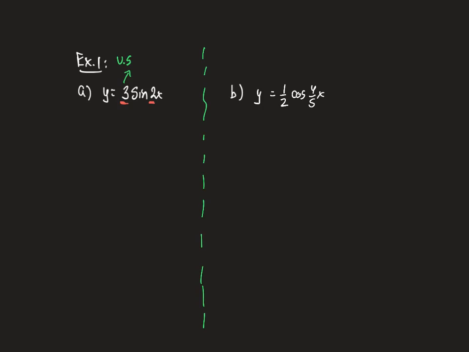And then here I have a 2. 2 is greater than 1, and it's beside my x. So in this case, this would be a horizontal compression by 1 over 2, not by 2, because remember you always do the reciprocal. Okay? So now we also want to figure out what is our period, our amplitude, our maximum, our minimum. So let's sketch this out.